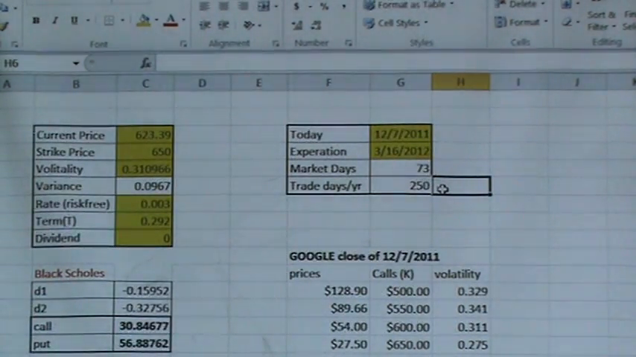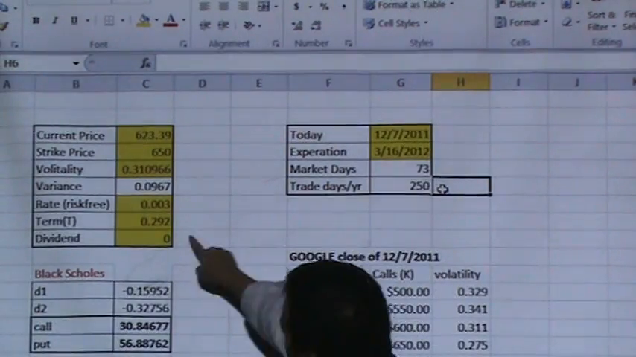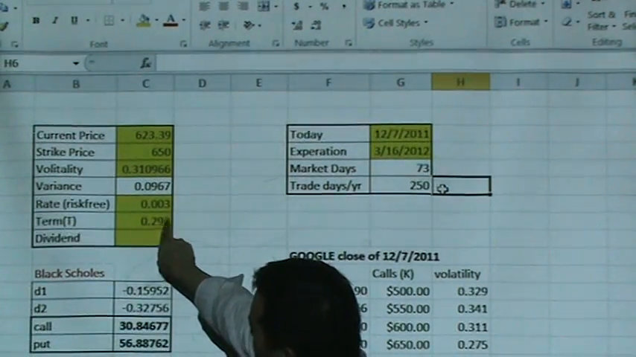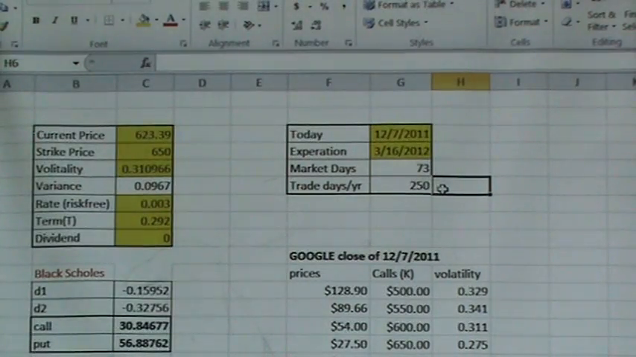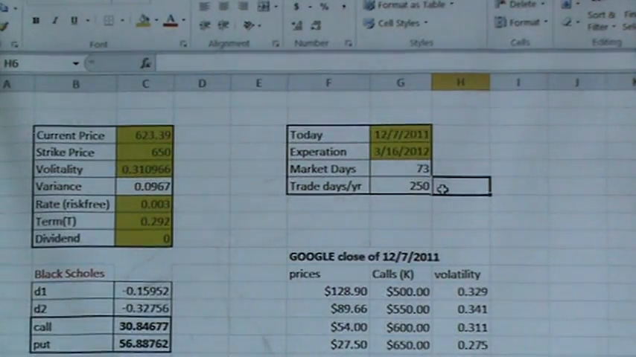So I'm calculating time by how many days the stock market's open till your option comes up, divided by how many days the stock market's open per year. So that will give us how many years in time, the percentage of years until the stock market, until your option expires.